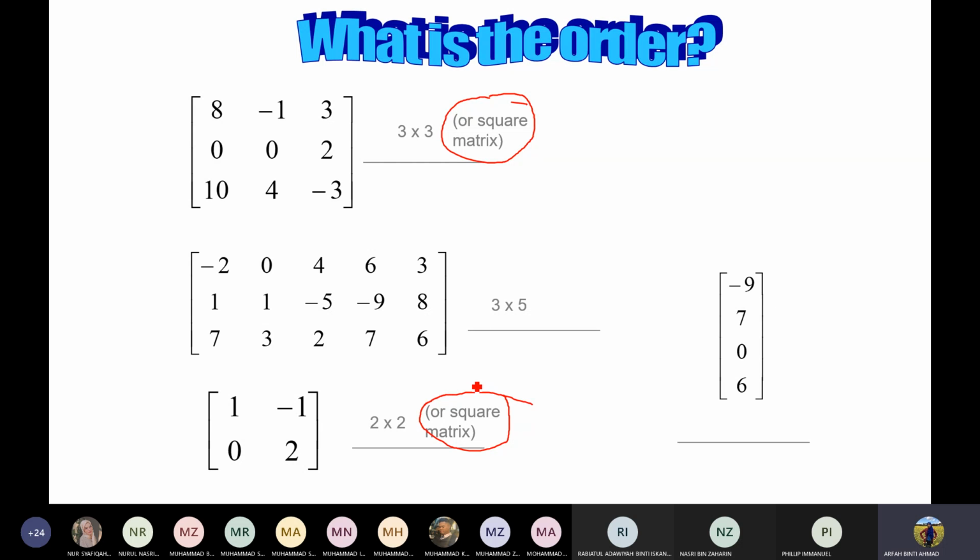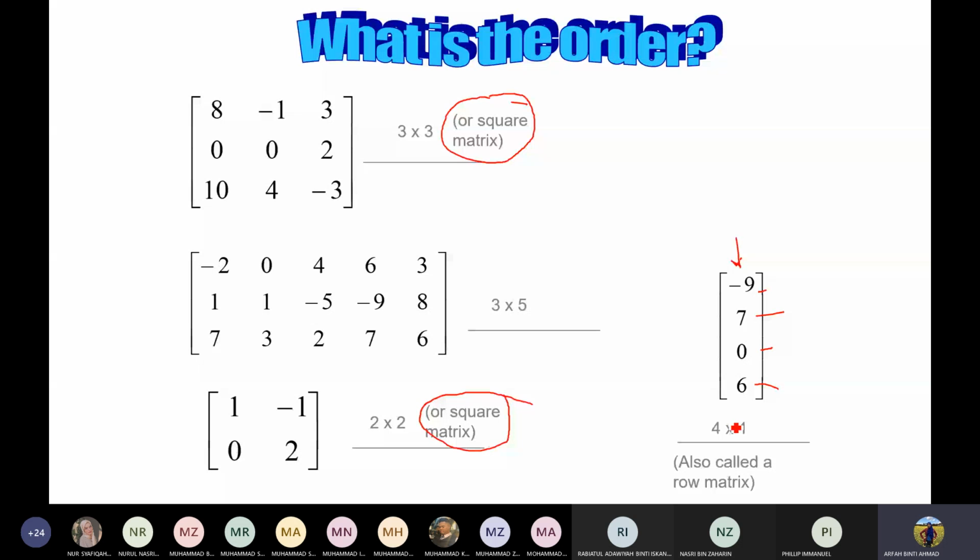Okay. And this one berapa? Four times 1. 4 darab 1. Okay. Not 5 times 1. 4 times 1. Sebab dia ada 4 row. 1, 2, 3, 4 dan cuma ada 1 kolom. So kita juga panggil dia sebagai row matrix sebab dia ada bilangan baris yang banyak tapi 1 kolom. So this one also called as a row matrix.